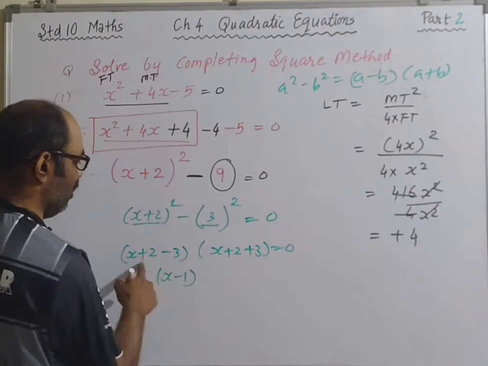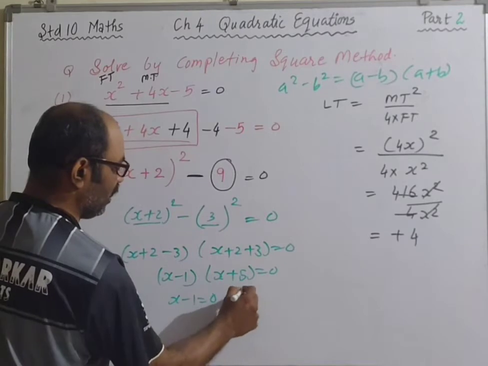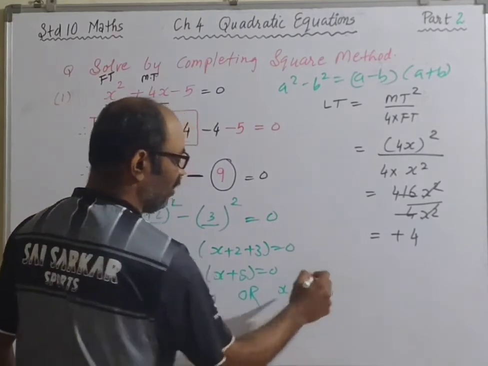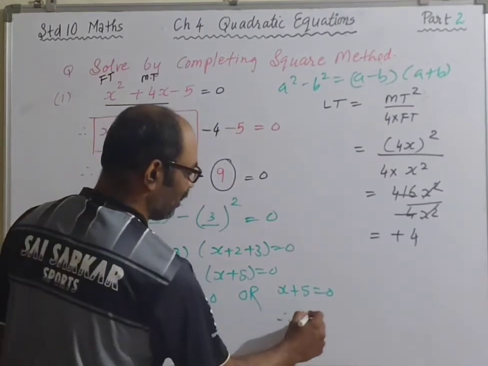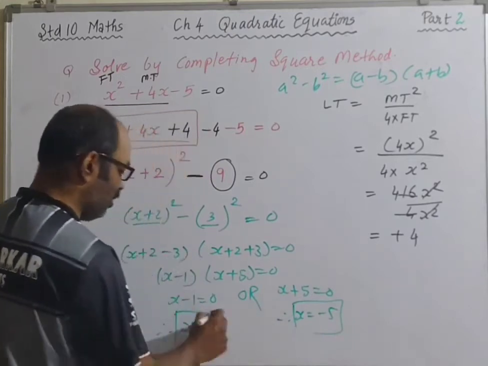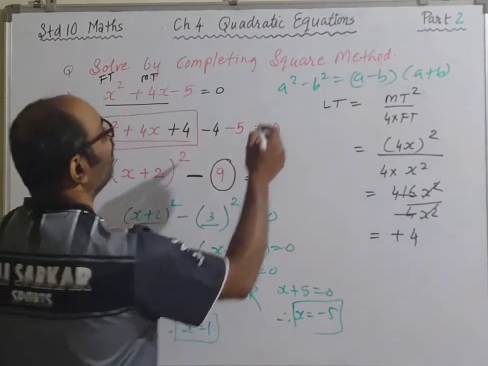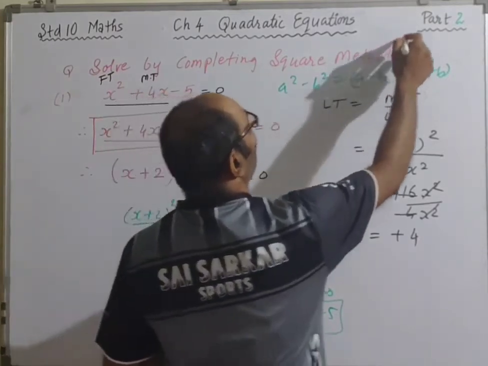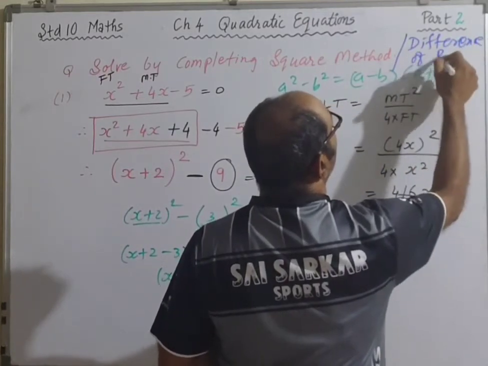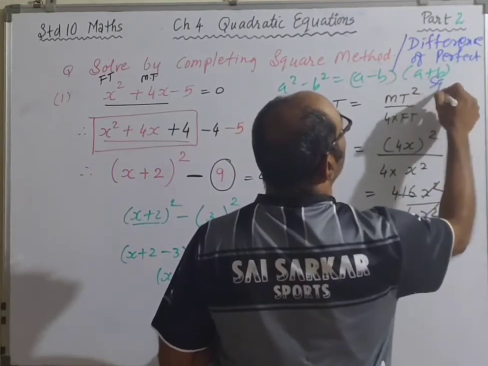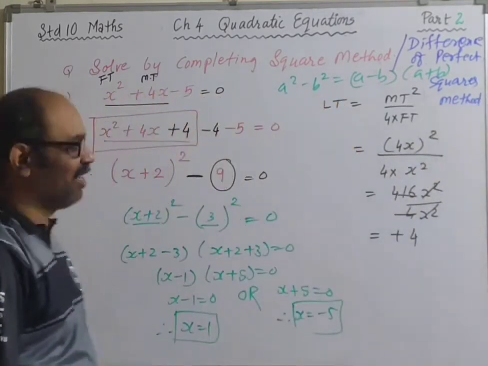So x minus 1 into x plus 5 is equal to 0. So x minus 1 equal to 0 or x plus 5 equal to 0. Got it? So x is equal to 1, and therefore x is equal to minus 5. So here is the solution. The other name of this method is completing square method or difference of perfect squares method. Difference of perfect squares method.